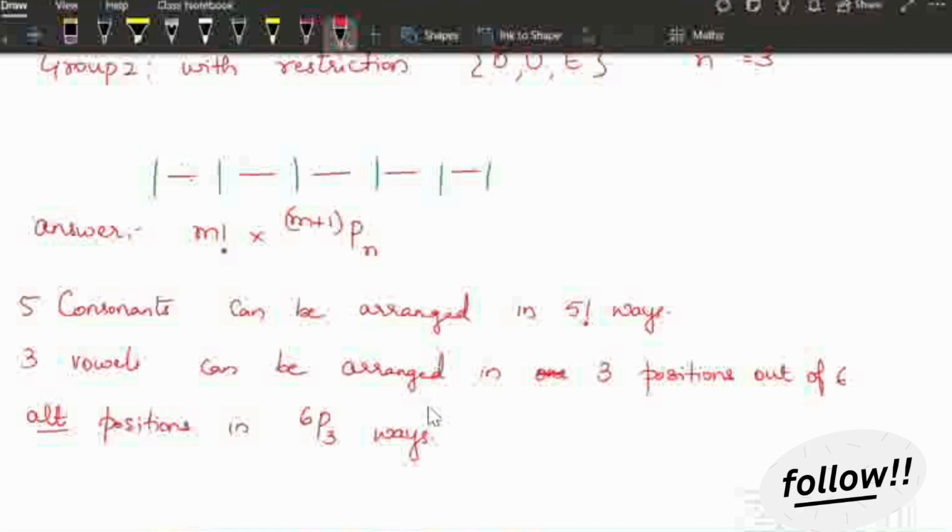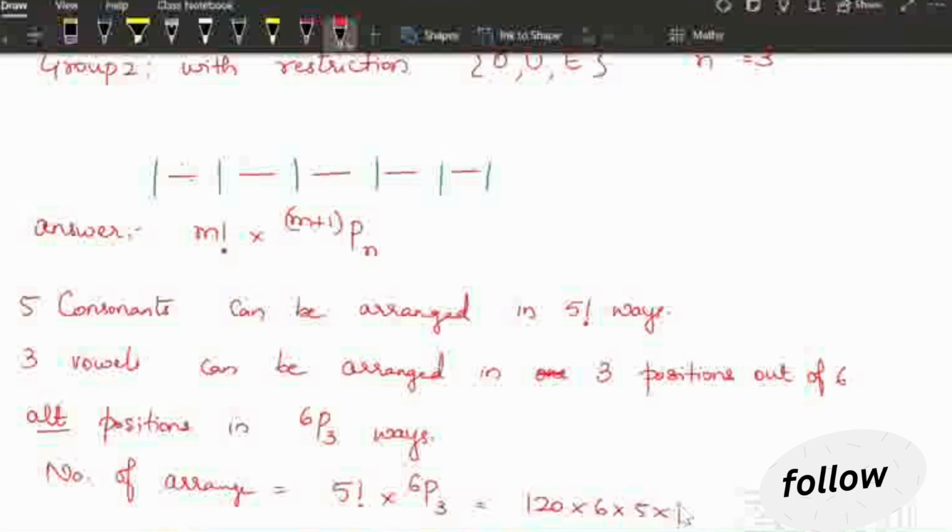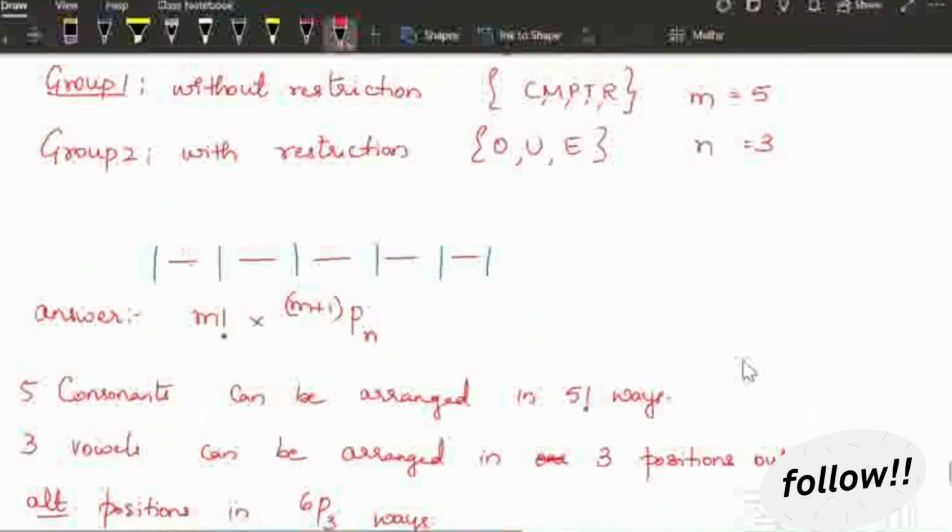Since we need to arrange consonants and vowels, the number of such arrangements is equal to first 5 factorial into, 5 is there, no, plus 1 you have to write, which is 6, P, how many letters are there which are not supposed to be together? That one you have to write. This gives you 120 into 6 into 5 into 4. Is that clear? In the alternate positions, you have to fill in.